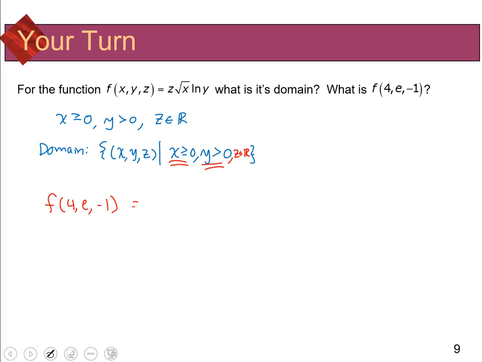Now, as far as f of (4, e, -1), again, I can see really easily that that ordered triple is in the domain. 4 is greater than or equal to 0. E is greater than 0. -1 is a real number. So I'm going to do -1, because that's what z was, times the square root of 4 times the natural log of e, which gives me -1 times 2 times 1, which is just -2 again. So nothing very difficult about it.